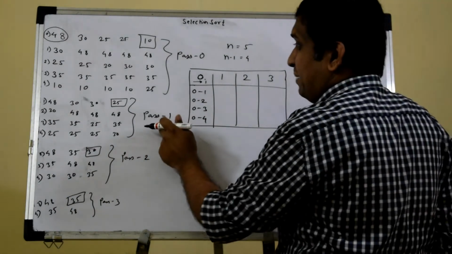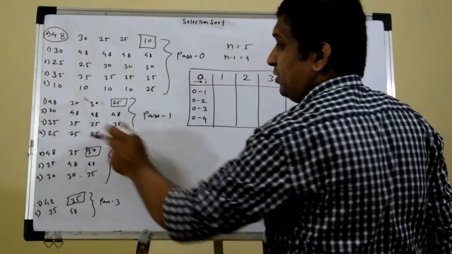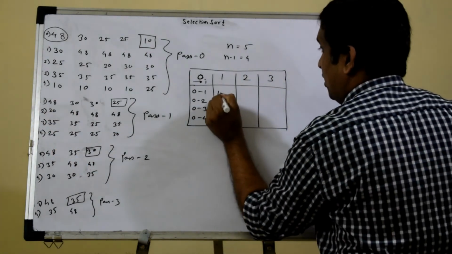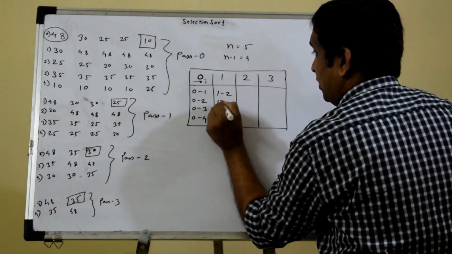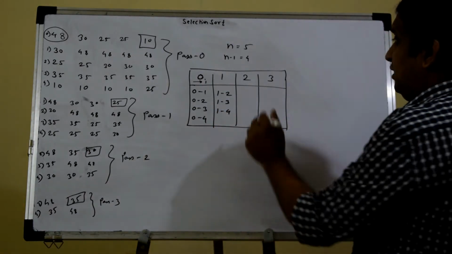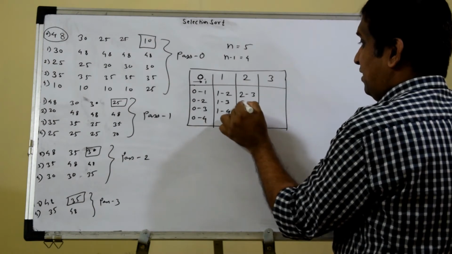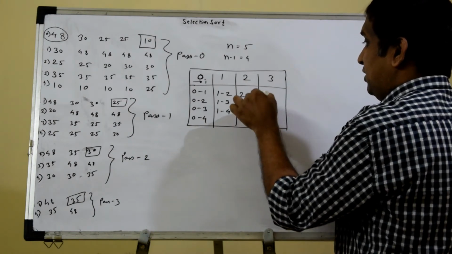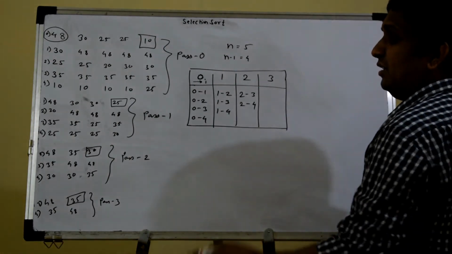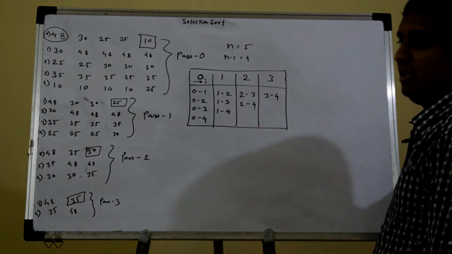In the first pass I am comparing first with second, first with third and first with fourth in terms of position. So the first position element with the second position, first with third, first with fourth position element. In the next pass, the second position element is compared with the third position element and the second position element with the fourth position element. In the next pass, the third position element will be compared with the fourth position element.